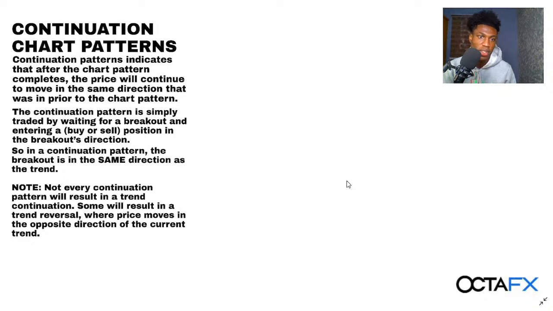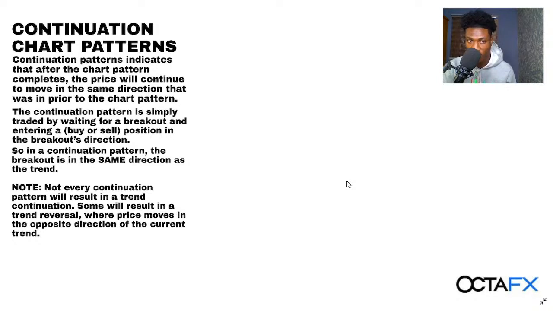The continuation chart pattern is simply traded by waiting for a breakout and entering a buy or sell position in the breakout direction. So if price was initially in an uptrend and the continuation chart pattern is formed and completed, then you wait for a breakout to continue in the uptrend, which is the prior or the initial trend.